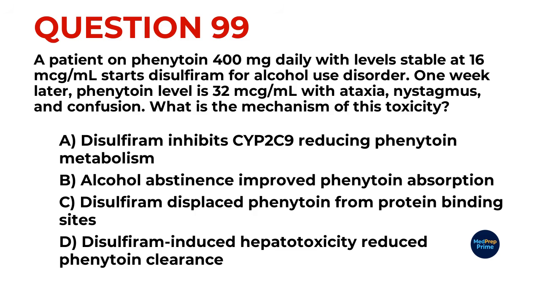Option A. Disulfiram inhibits CYP2C9, reducing phenytoin metabolism. Option B. Alcohol abstinence improved phenytoin absorption. Option C. Disulfiram displaced phenytoin from protein binding sites. Option D. Disulfiram induced hepatotoxicity, reduced phenytoin clearance.